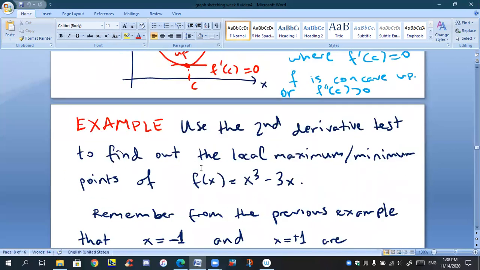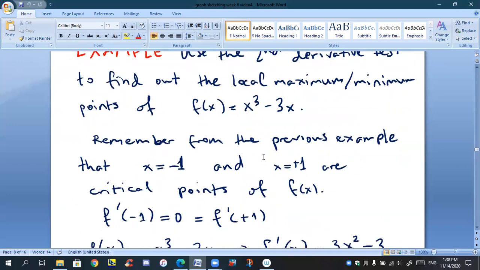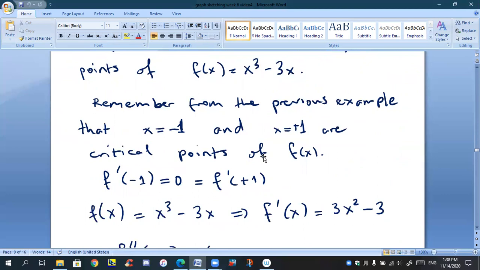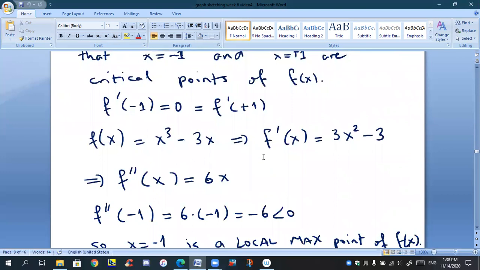So an example. Use the second derivative test to find the local maximum and minimum points of f of x equals x cubed minus 3x. The previous example again. We know that x equals minus 1 and x equals plus 1 are critical points of the function, because f prime at minus 1 is 0 and f prime at plus 1 is also 0. Now the first derivative of this function is 3x squared minus 3 and the second derivative is 6x.